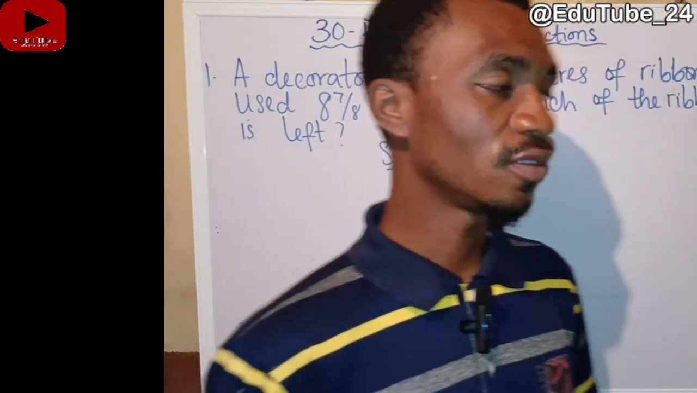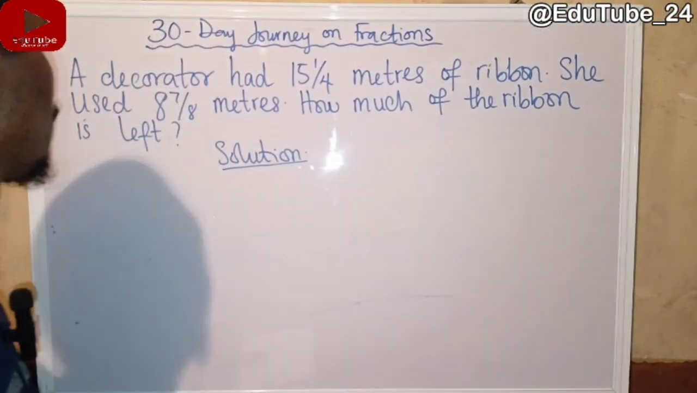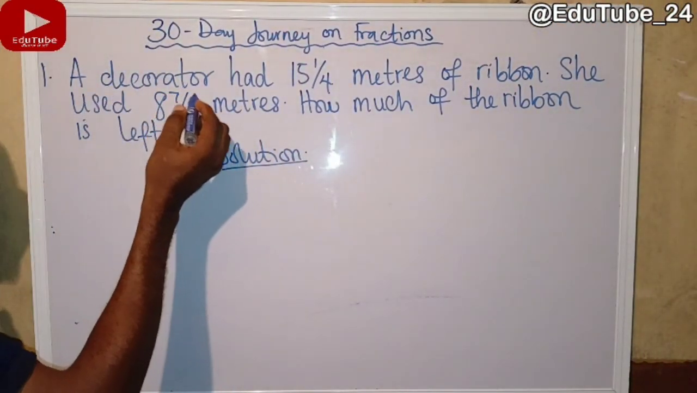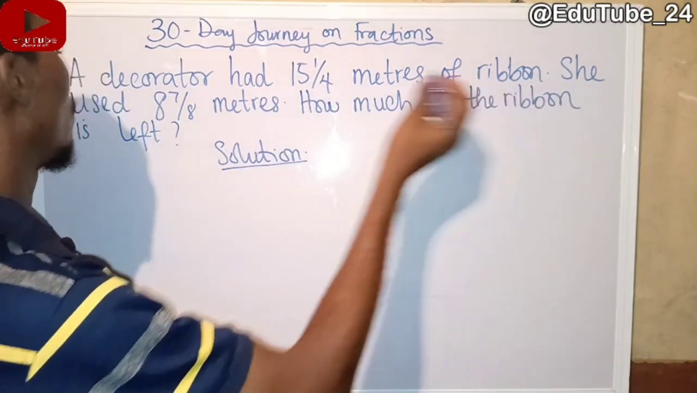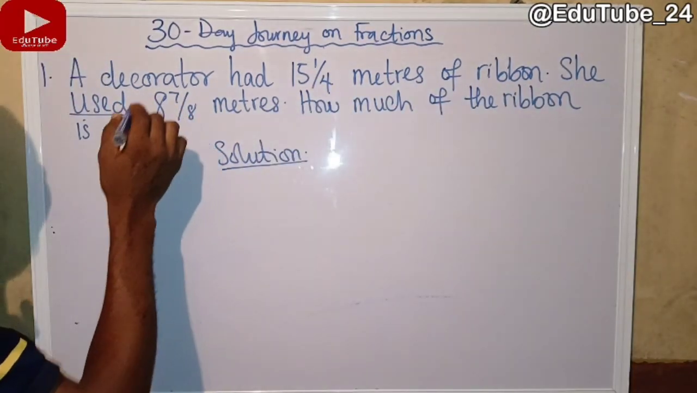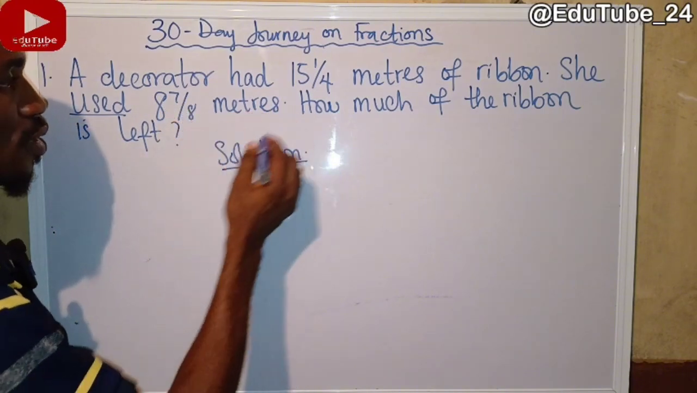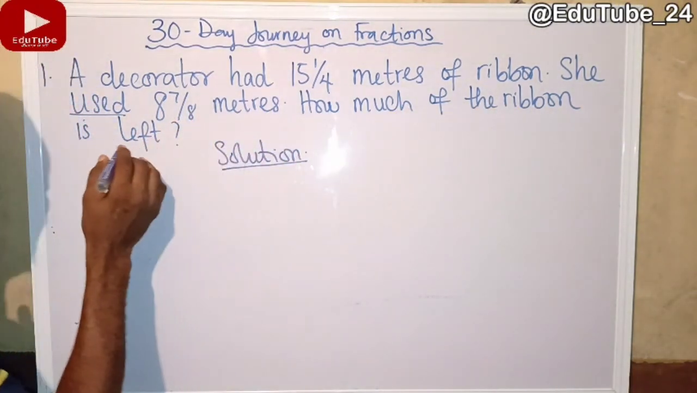Now let's attempt the first question for today. A decorator had 15 and 1/4 meters of ribbon. She used 8 and 7/8 meters. How much of the ribbon is left?